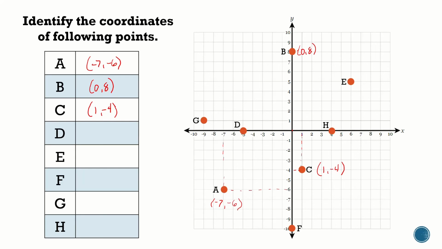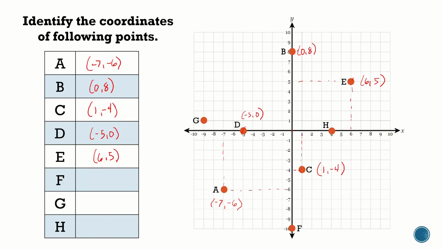Next, letter D is right here. That is again x first, which means -5. There's no vertical movement, so that's (-5, 0). E is right here. X first. That means it's 6 and then 5. So this is (6, 5).